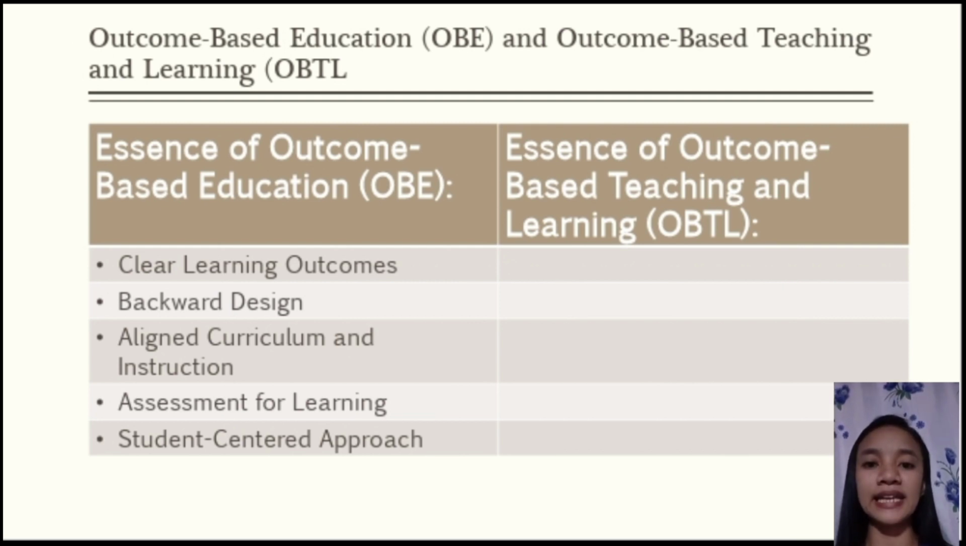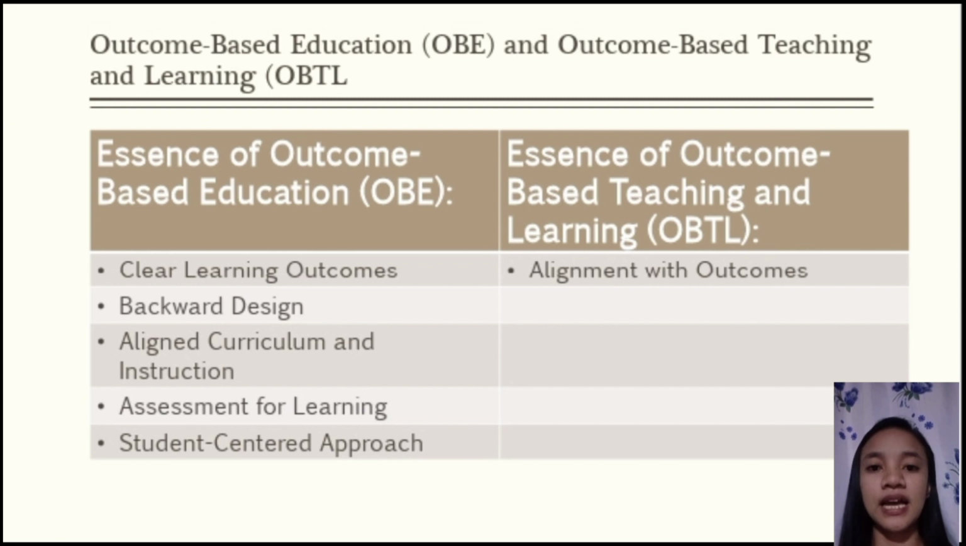While outcome-based teaching and learning, or OBTL, on the other hand, is more specific to the teaching and learning process, aiming to create meaningful and engaging learning experiences for students. The essence of OBTL includes the following: alignment with outcomes. OBTL places a strong emphasis on aligning teaching and learning activities with the intended learning outcomes. The instructional design is tailored to help students achieve those outcomes effectively.